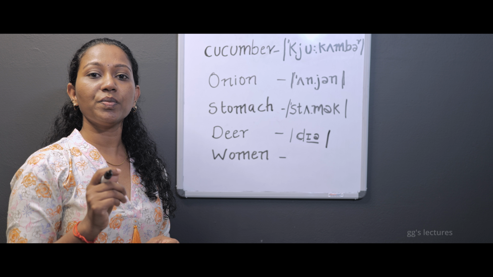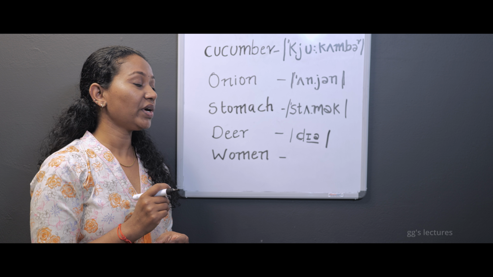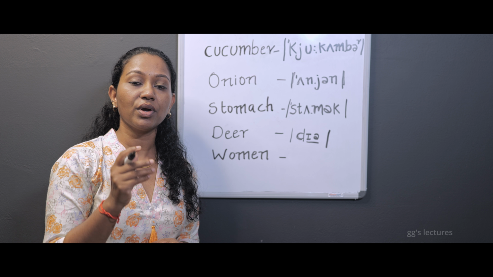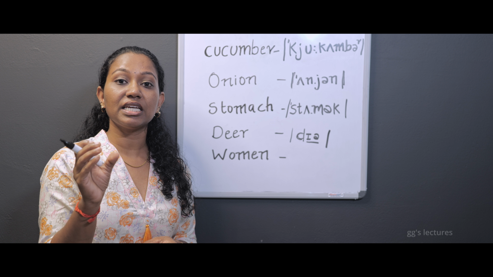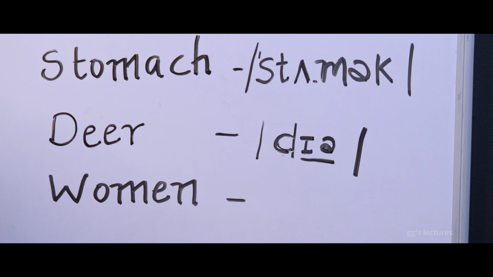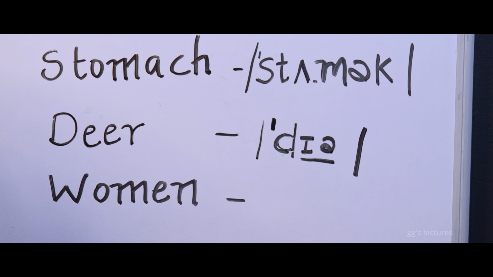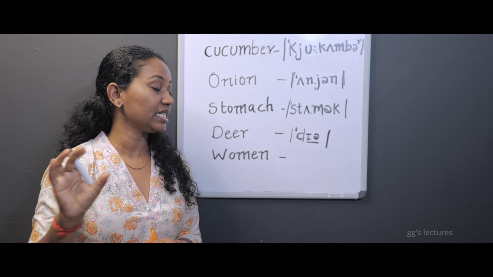So can you guess how many syllables are there in this word? Okay, this word has got only 1 syllable. You can say the word and find out if there is any break between these sounds. Dear, dear. So this word has only 1 syllable. So the stress, of course, comes on the first part, and the stress goes on the full sound, dear.